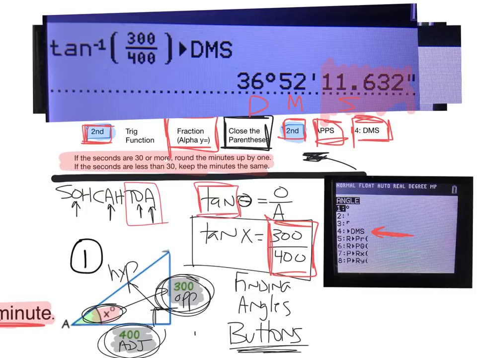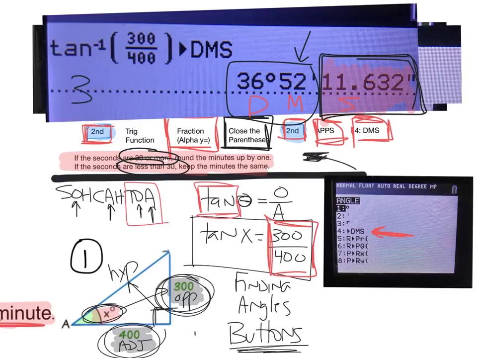If your seconds are 30 or more, you round the minutes up by 1. If your seconds are less than 30, the minutes stay the same. So you look at your seconds, it's 11 point something. 11 is less than 30, so the minutes will stay the same. So the answer, 36 degrees, 52 minutes.